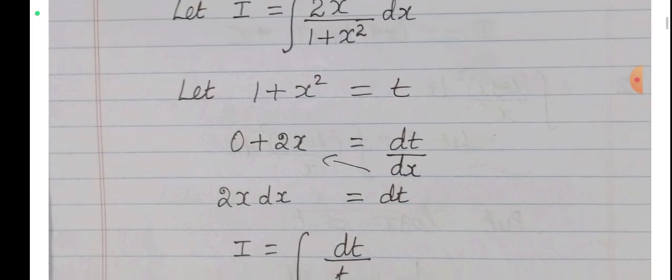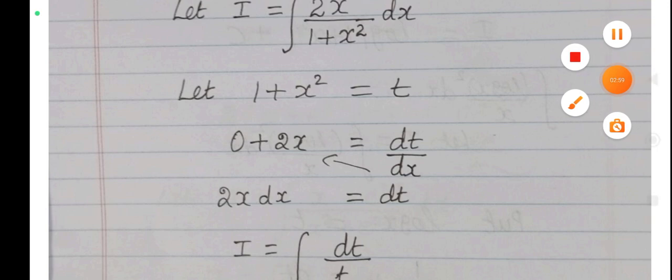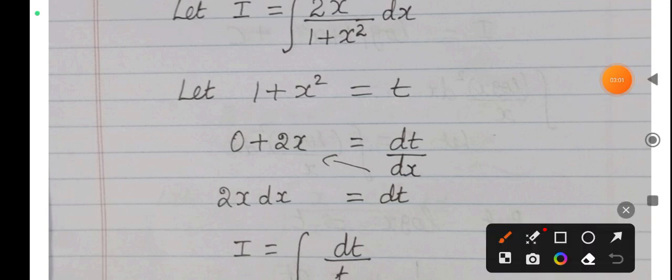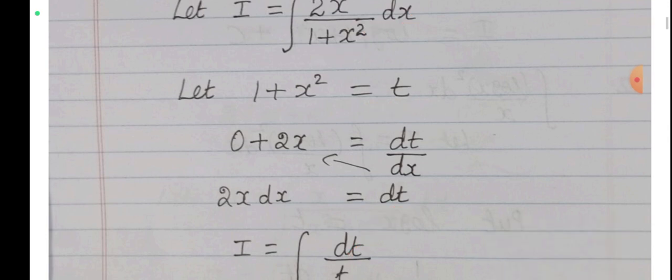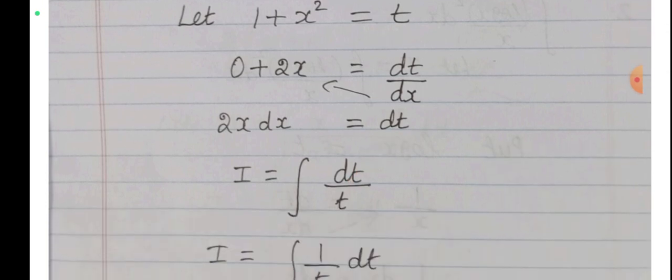After taking 1 plus x square as t, we just want to substitute, children. How to substitute now? I equals integral of 2x by 1 plus x square, no? So 2x dx is there. Instead of 2x dx, I apply dt, and 1 plus x square I have taken as t. So I equals integral dt by t.